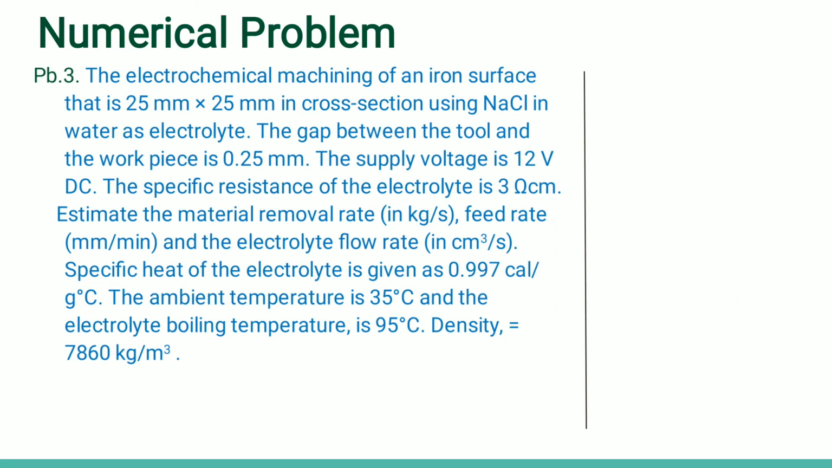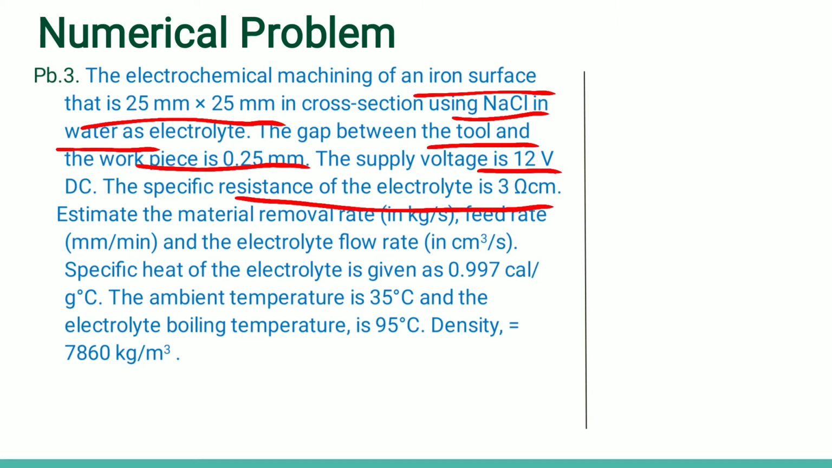The next problem is the electrochemical machining of an iron surface, that is 25 by 25 mm square, using NaCl in water. So this is the second electrolyte that we use. The gap between the tool and the workpiece is 0.25 mm, meaning the value of h is given to you, the supply voltage, that is V, and the specific resistance, that is 3 ohm centimeter. So the value of small r is given to you. Now estimate the material removal rate.